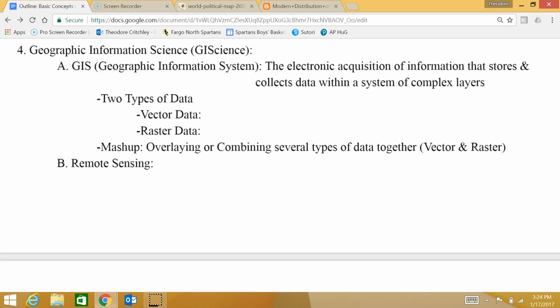When we look at this now, you guys, we can talk about GIS most of the time, and I got to use one of these when I went and visited my son, or when he went on a college visit to the Minnesota Crookston. They actually had a GIS machine, which basically stores and collects data within a system of complex layers.